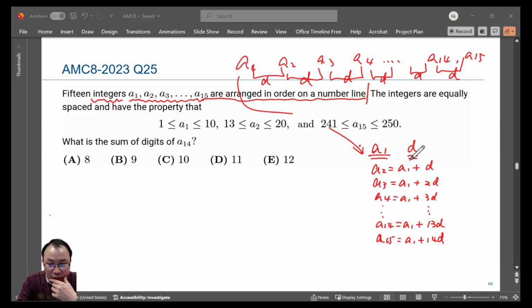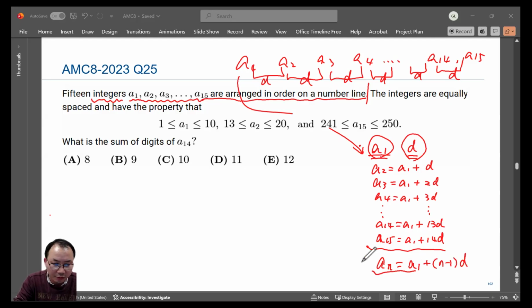So each difference between the neighbor will be D. This is the initial, this is the difference between the neighbor two numbers, and this is the expression. Actually, this just uses our previous learning about series. So An can be described as A1 plus (n minus 1)D. So far, we also get here.